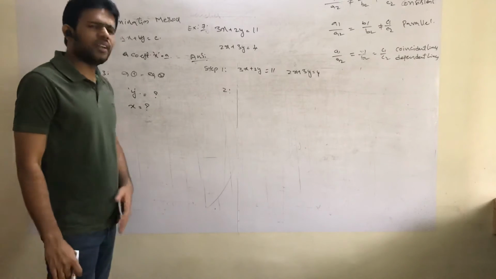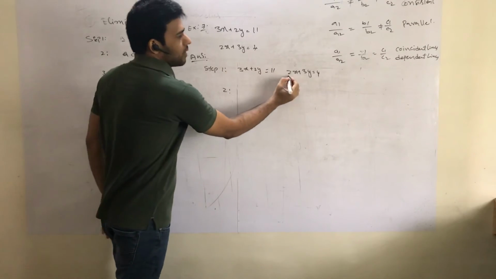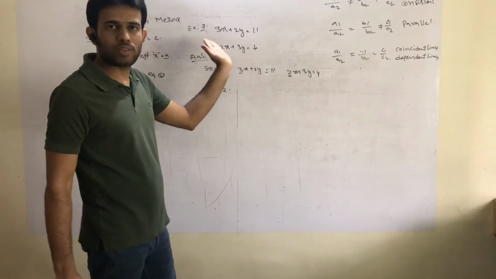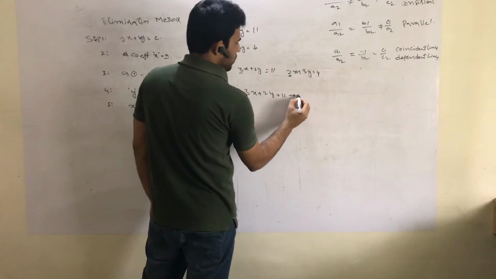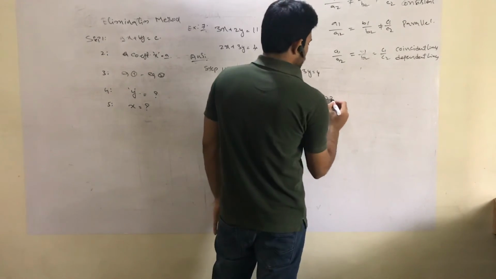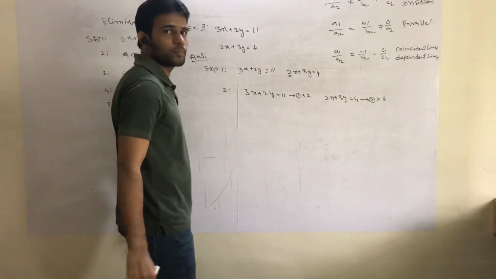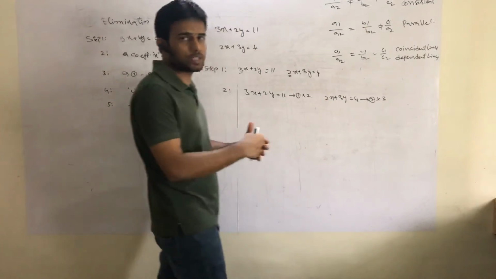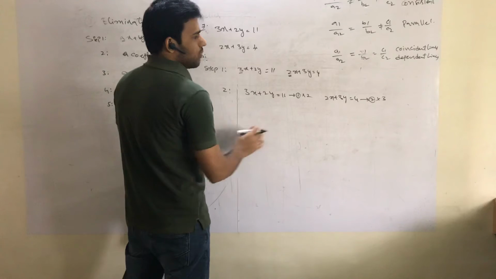In the general case, what happens is you multiply the first line with the coefficient of x from the second line, and multiply the second line with the coefficient of x from the first line. So 3x plus 2y equal to 11, that's equation 1, I multiply with 2, which is the coefficient from the other equation. And similarly, 2x plus 3y equal to 4, which is equation 2, I multiply with the coefficient from the first equation, which is 3. Why? Because 2 into 3 becomes 6x, and 2x into 3 also becomes 6x. That is our objective, right? In step 2, we need to make the coefficient of x equal.